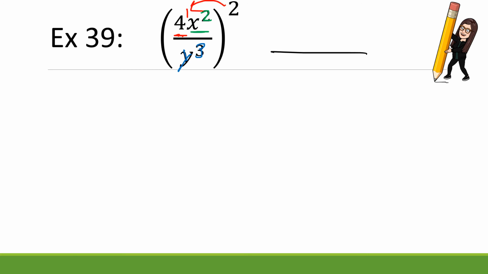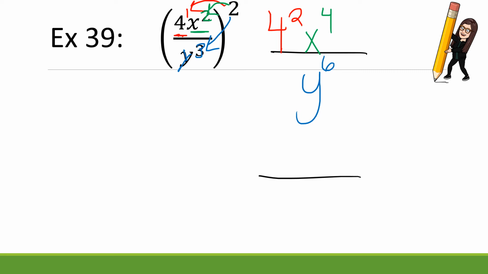2 times 1 is 2. 2 times an exponent of 2 is 4. 2 times an exponent of 3 is 6. Then I see that 4 squared can be simplified. 4 times 4. Can't do anything with the x and can't do anything with the y.